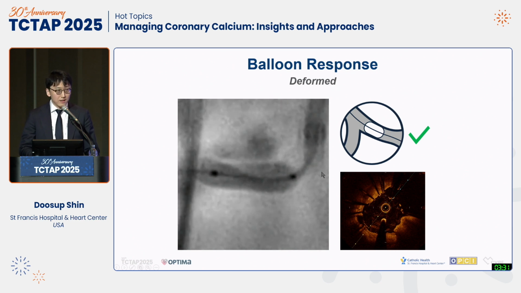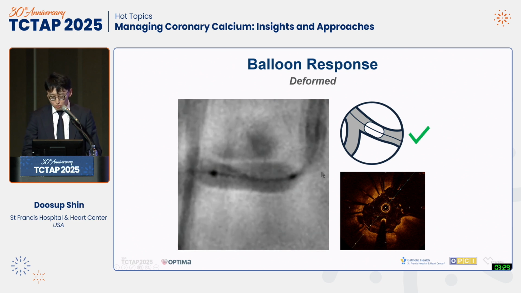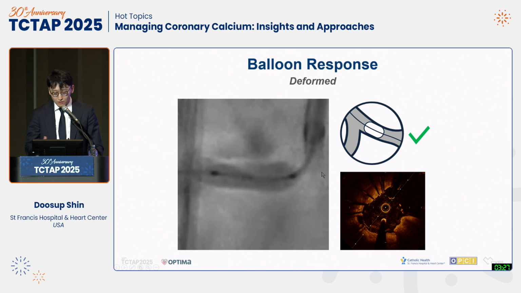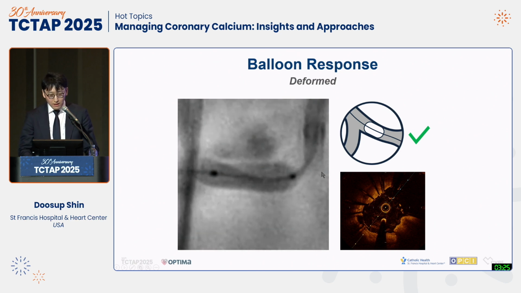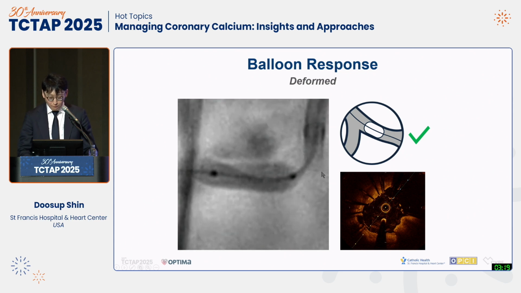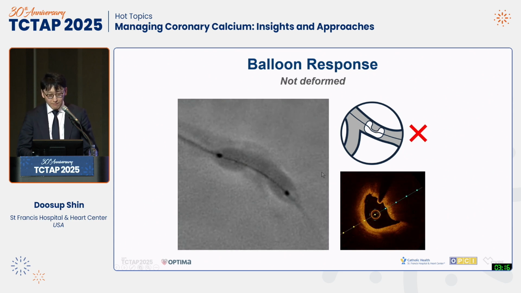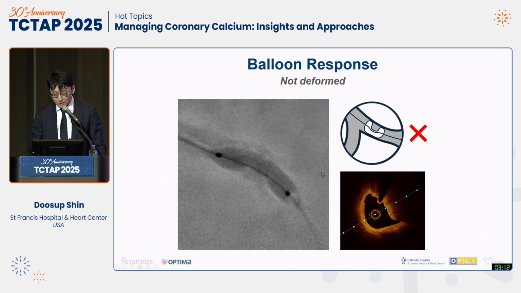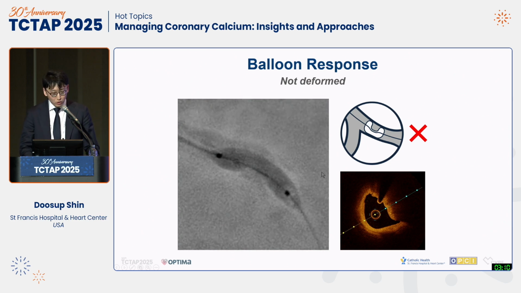Unfortunately, intravascular imaging is not helping us to differentiate these two types of deformability. We think that balloon angioplasty can tell you, in this case, you have a good balloon expansion, so it's most likely deformable. Whereas if you see this kind of asymmetric, partial expansion of the balloon, you are not ready to place a stent.